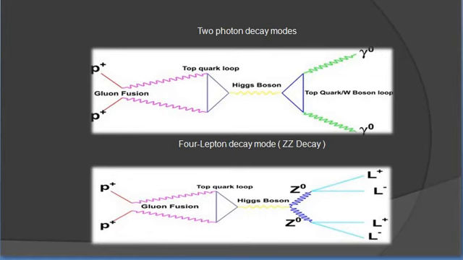Similarly, for the 4 lepton decay mode of the Higgs boson, protons by the gluon fusion process produce a top quark, the top quark produces a Higgs boson, and the Higgs boson decays to 2 Z bosons, and the Z bosons decay to 4 leptons. So we produce 2 pairs of lepton and antilepton.